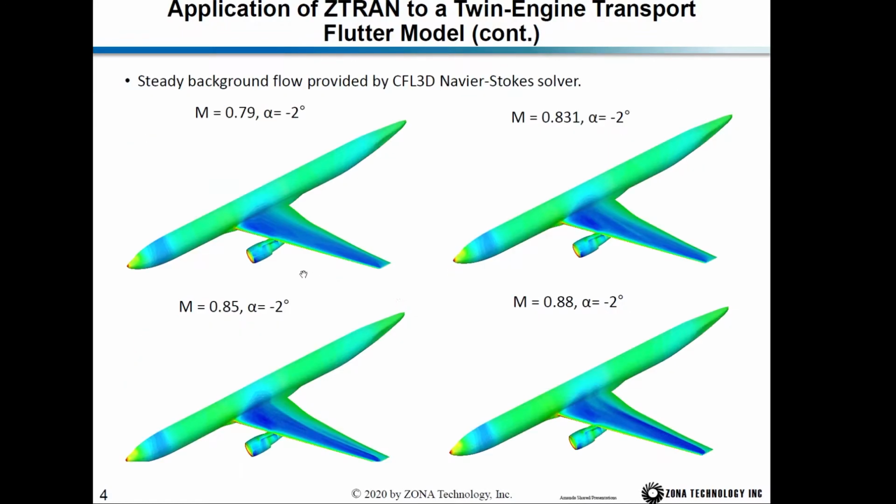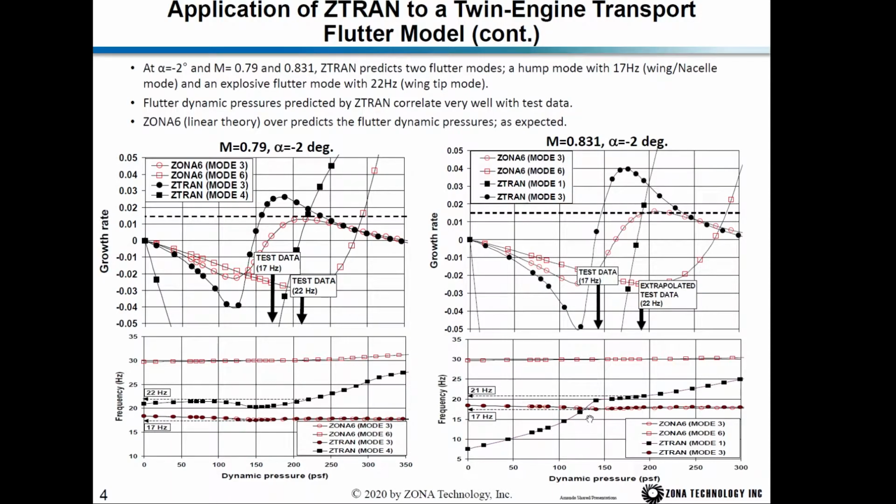We look at the steady Cp at different Mach numbers and angle of attack equals negative 2 degrees. You can see as the Mach number increases, the transonic shock moves toward the wing trailing edge. Then we calculate the flutter boundary at Mach 0.79 and Mach 0.83. The solid symbols are the wing nacelle flutter boundary and wing tip flutter mode boundary computed by Z-Trin. The open symbols are the ZONA6 solutions.